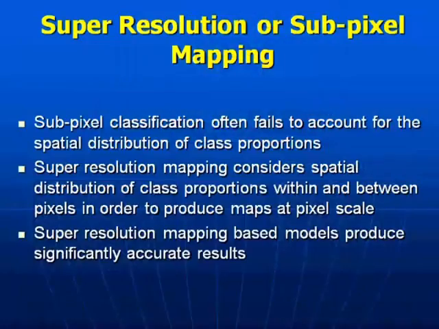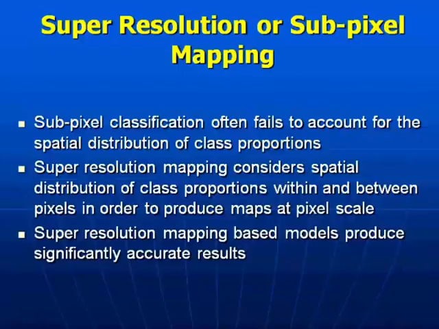Now what happens? Subpixel classification can give me information about the percentage of class within that pixel. It basically fails to account for the spatial distribution of those proportions within that pixel. In recent times, another technique which is in the offing is what is known as super resolution mapping, which considers spatial distribution of class proportions within and between pixels in order to produce maps at finer scale. So basically I am going to get fine spatial resolution data from coarse spatial resolution mapping.